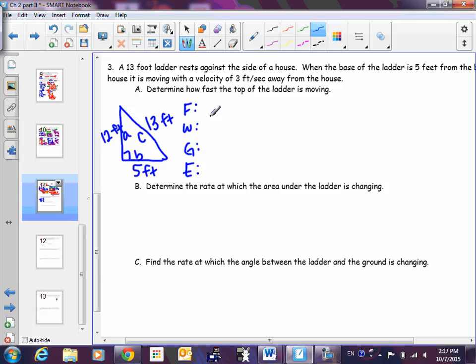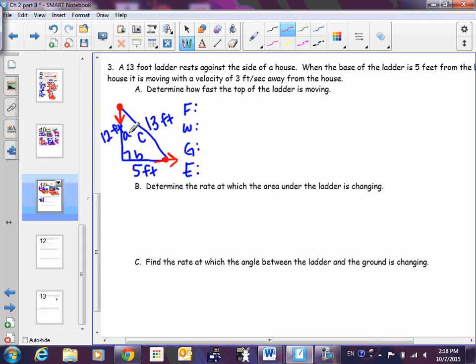Okay, so in this part A, it says determine how fast the top of the ladder is moving. So what they're asking is, let me put some points here. They're telling us that the base of the ladder is moving away from the house. So where's the top of the ladder moving? Up or down? Down. So we want to know how fast the top of the ladder is moving.